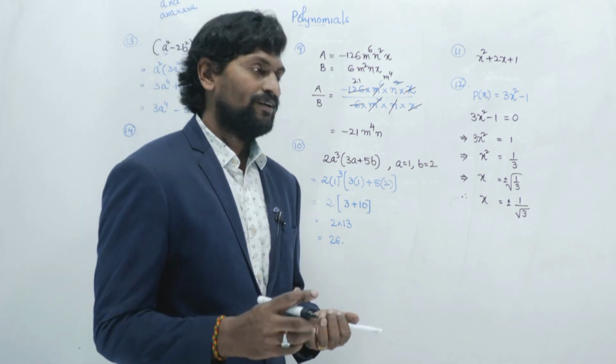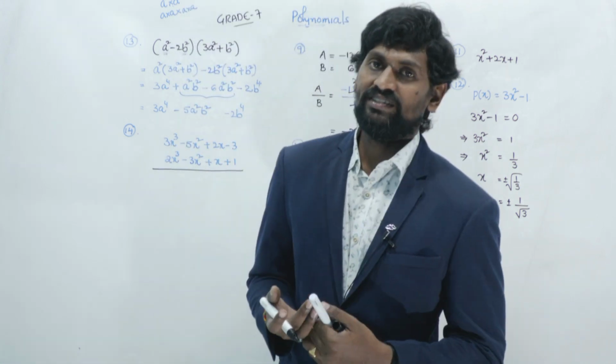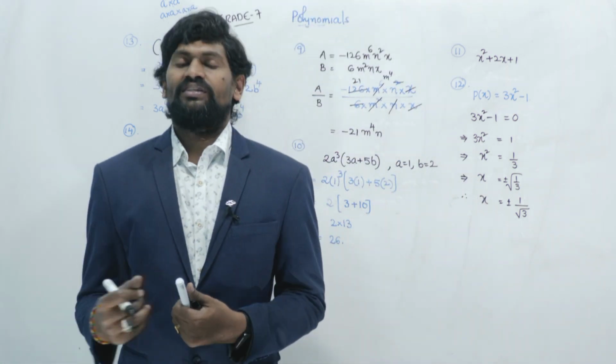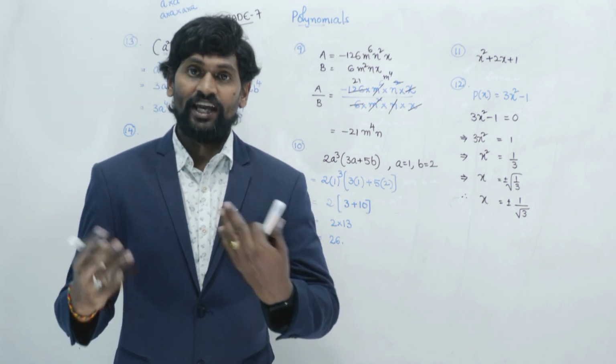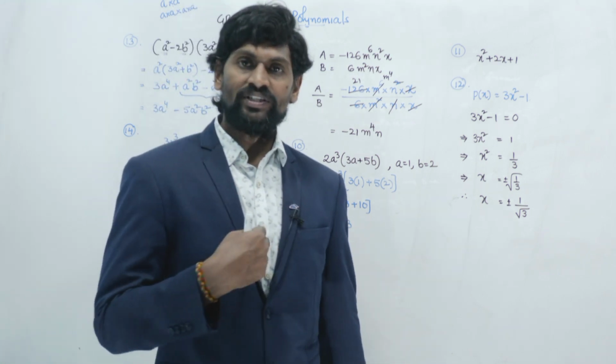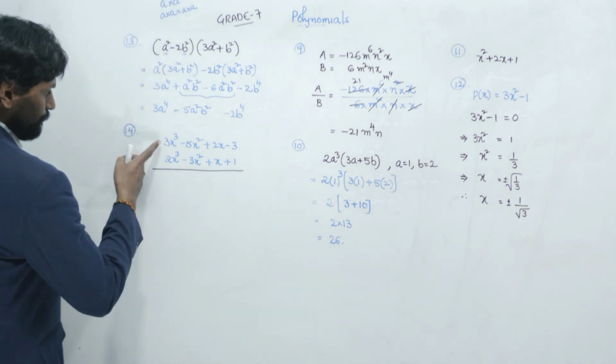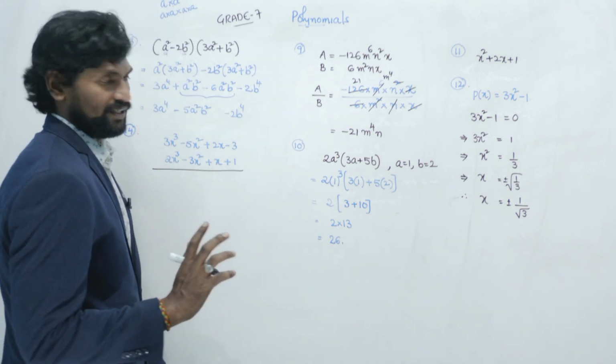That means, for example, I am having 8 coins. My friend is having 5 coins. I am having how many coins more than my friend? 3 coins. 8 minus 5, 3. Okay, 3 coins I have more. Same way, first expression is how much more than the second expression.